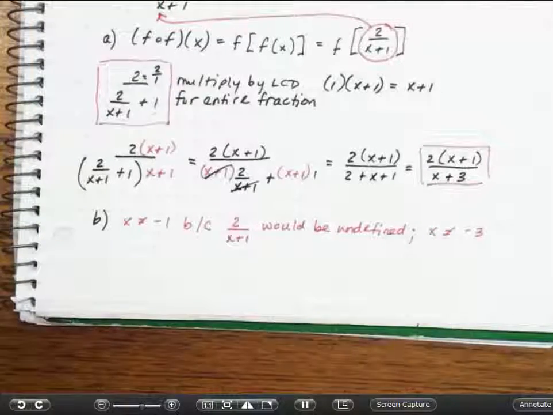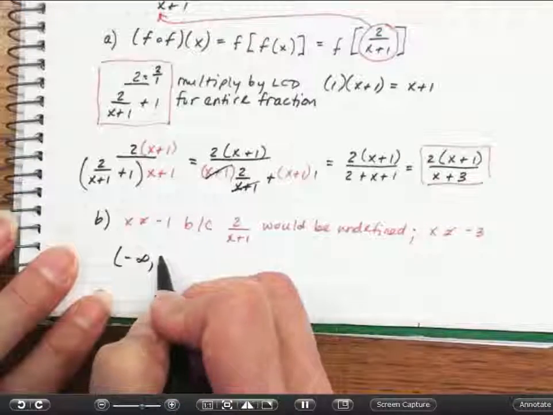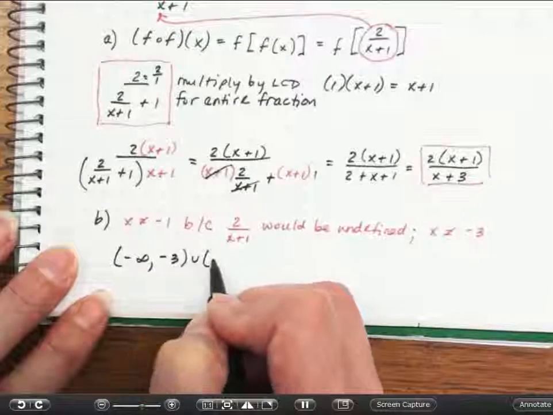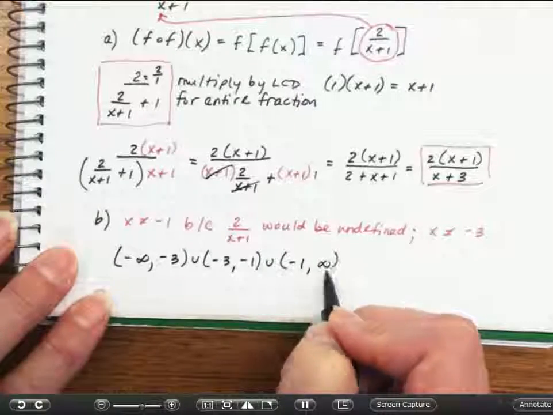So then in interval notation, we're going to have -infinity to -3, and union with -3 to -1, and union with -1 to infinity. Make sure you always read from left to right.